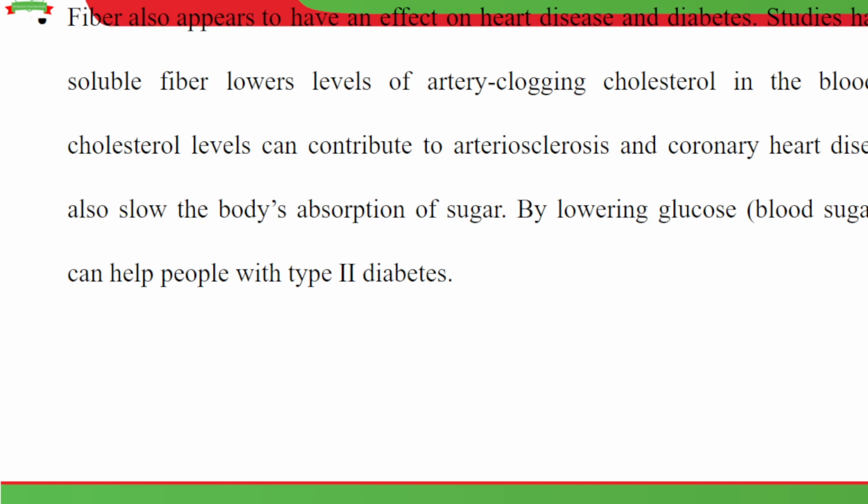So high cholesterol can contribute to atherosclerosis and coronary heart disease. We shall look into that later on. And then fiber also slows down the body's absorption of sugar. Like we said, sugar, glucose. Let's simplify it in that way. So by lowering the glucose levels, fiber can help people with type 2 diabetes. Very good component. You can control a person's glucose levels by increasing the fiber levels and then looking into the sources of carbohydrates that you have to put this person on.